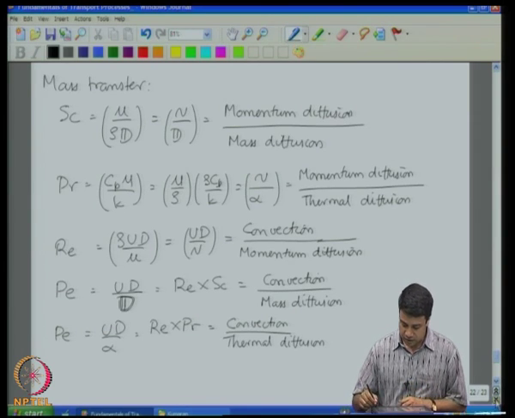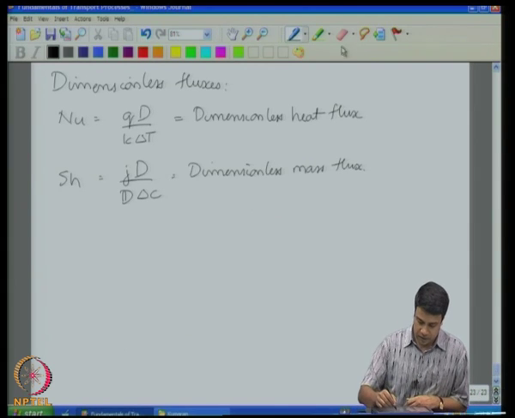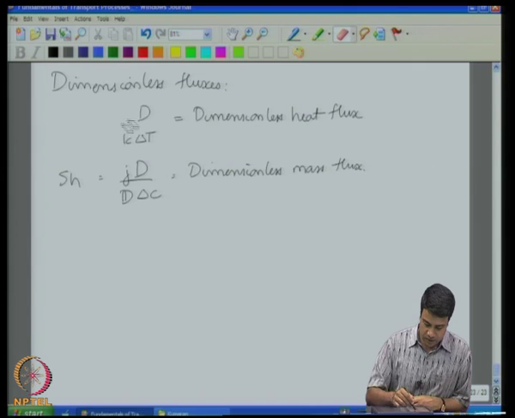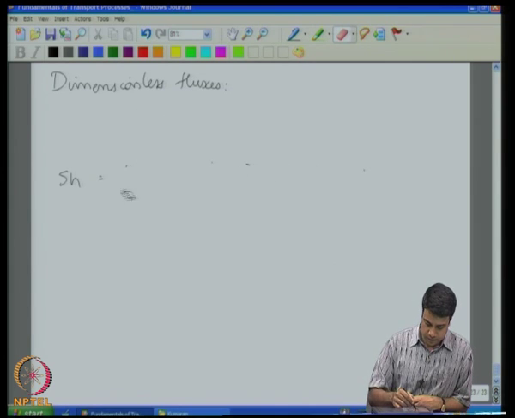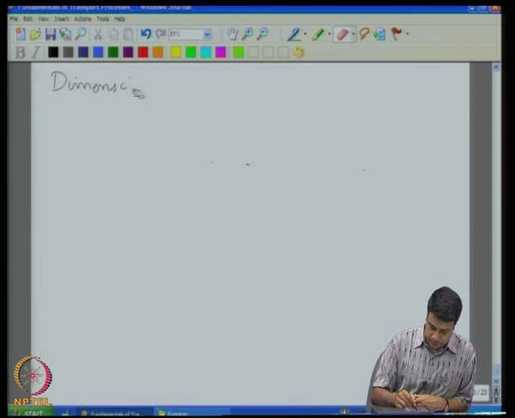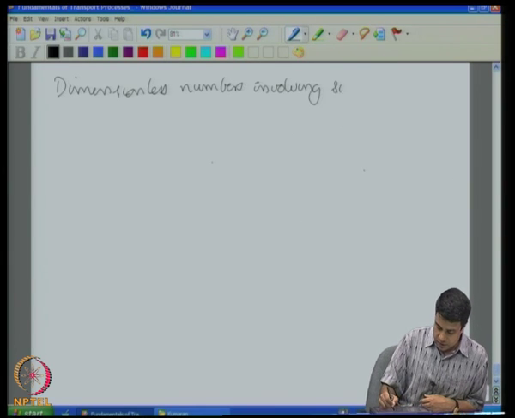Of course, there are other dimensionless numbers that are also important for our course. We have seen already some of those. One could, for example, have dimensionless numbers involving surface tension.